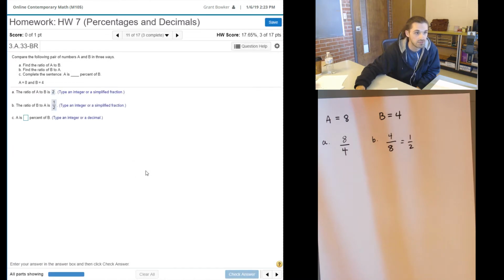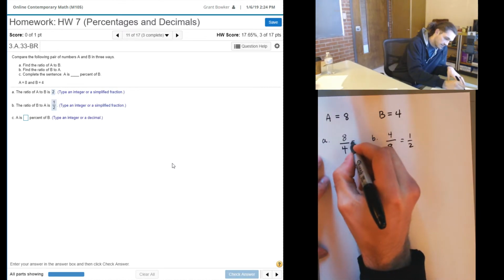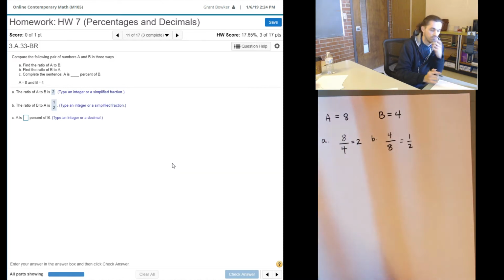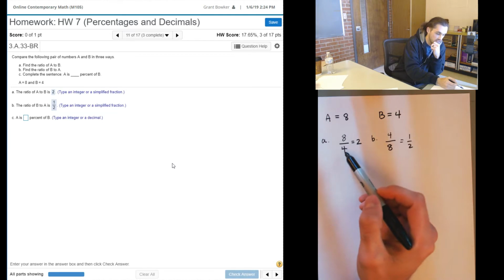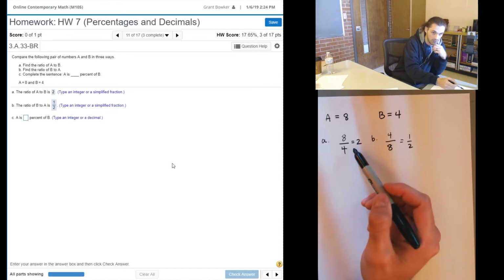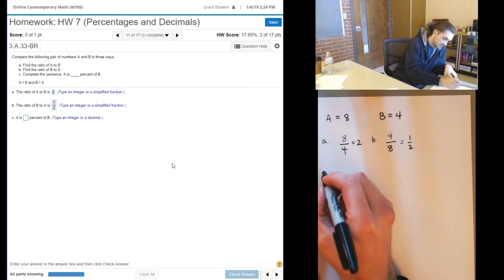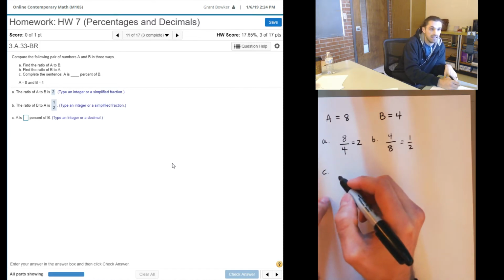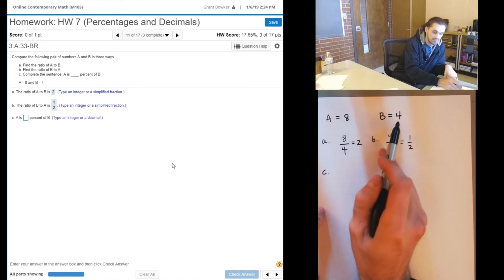A is blank percent of B. Let's go ahead and explicitly state that's 2. So A is blank percent of B says take the ratio of A to B and then make that number into a percent. So C says A is blank percent of B. We'll recognize A is twice as much as B, so that would say it's 200%.